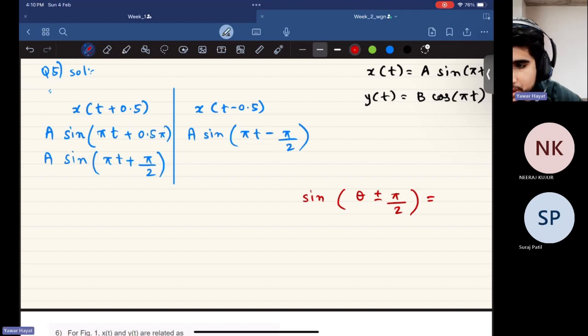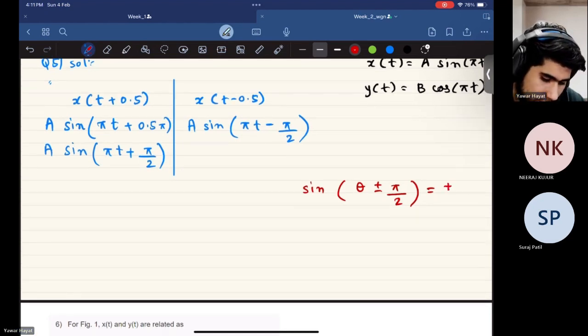Does anyone remember this? I would suggest you all revise your trigonometry fundamentals, because we'll be frequently using those throughout this course. So sine of theta plus or minus pi by 2 is plus or minus cos theta.